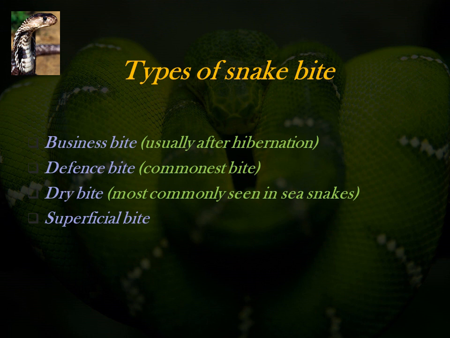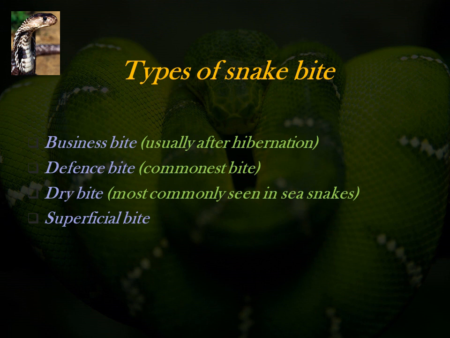The second one is another common bite which is known as the defense bite. Here the snake gets frightened of most of the higher group of animals, and they try to defend themselves from that animal, and in order to do so they give the bite.